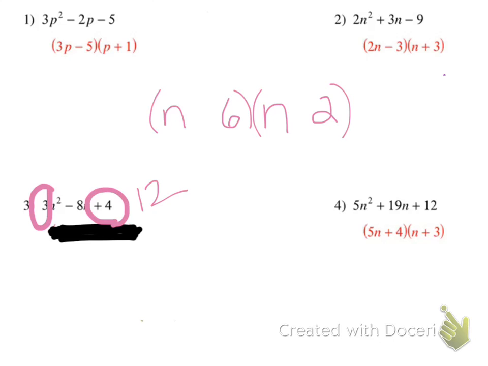So how do I get a -8 with a 6 and a 2? They both have to be negative. So that means my product better be positive, and it was. It was a positive 12.